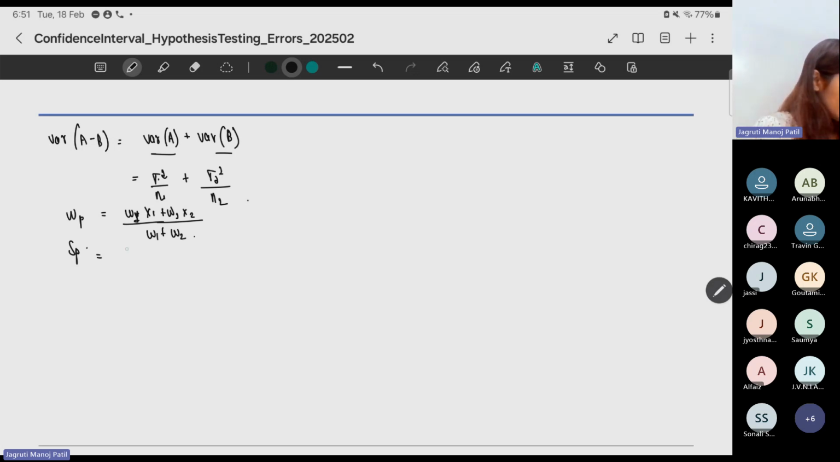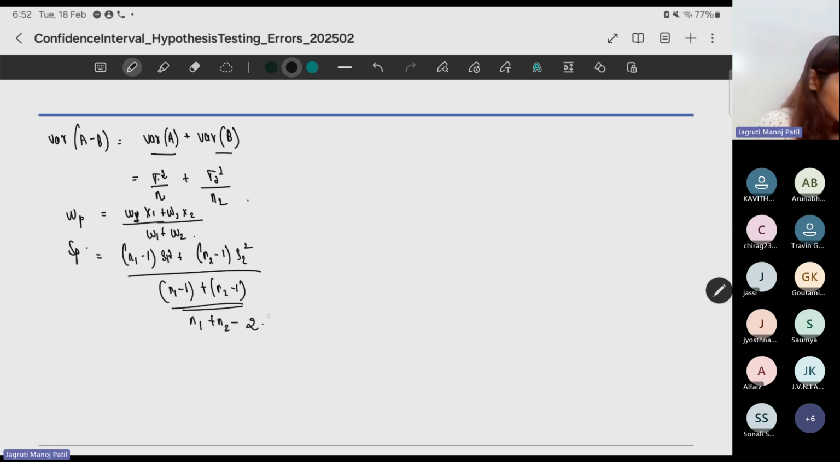So for the standard deviation, this would be n1 minus 1, this would be s1 square, this would be again n2 minus 1, so that is your degree of freedom, and s2 square, and that would be n1 minus 1 plus n2 minus 1. So this comes to be n1 plus n2 minus 2. So when it's a difference for two samples, your degree of freedom is n1 plus n2 minus 2. Those things you need to consider over there.